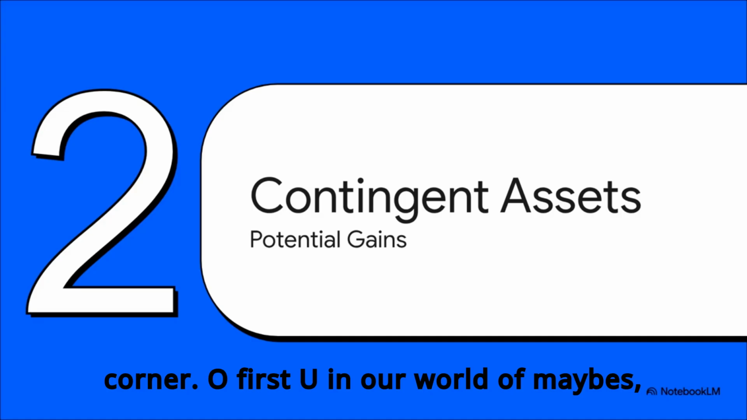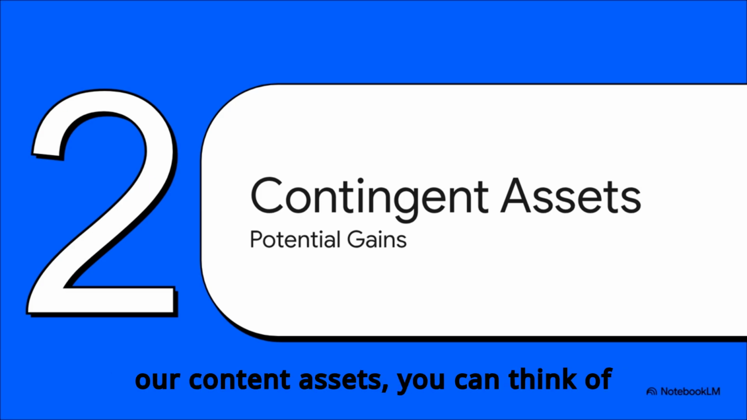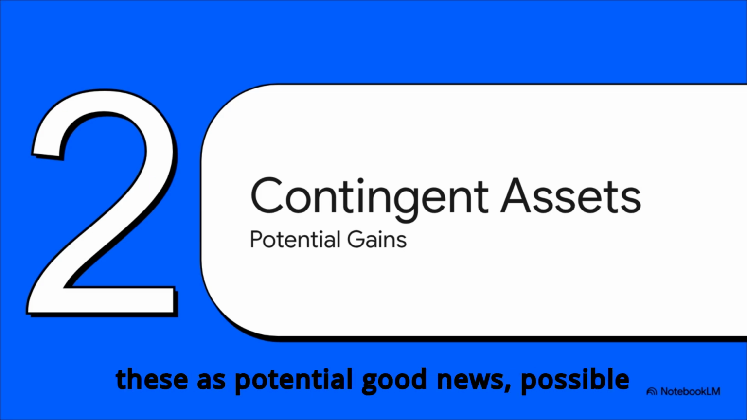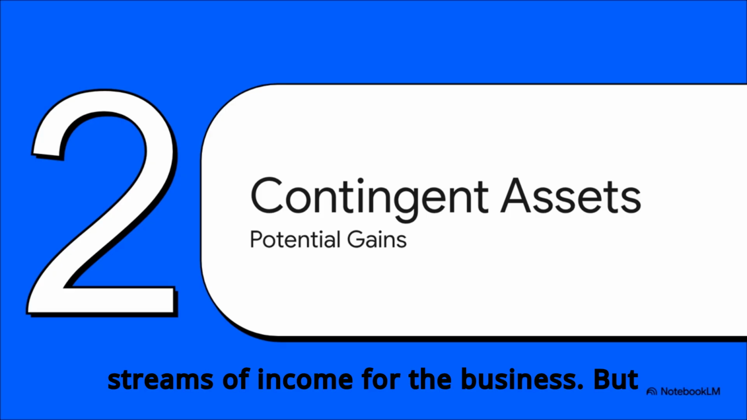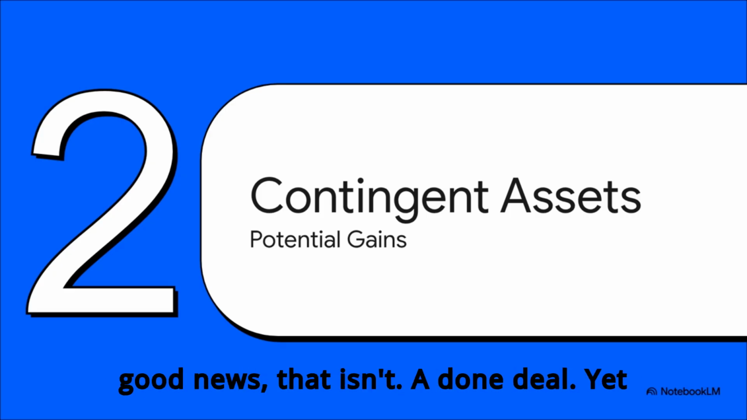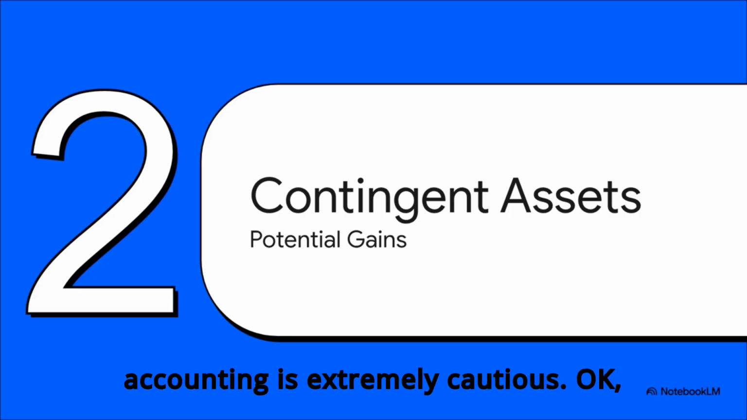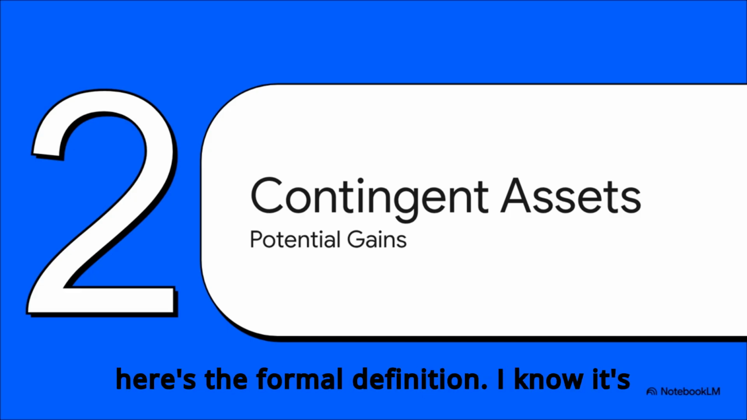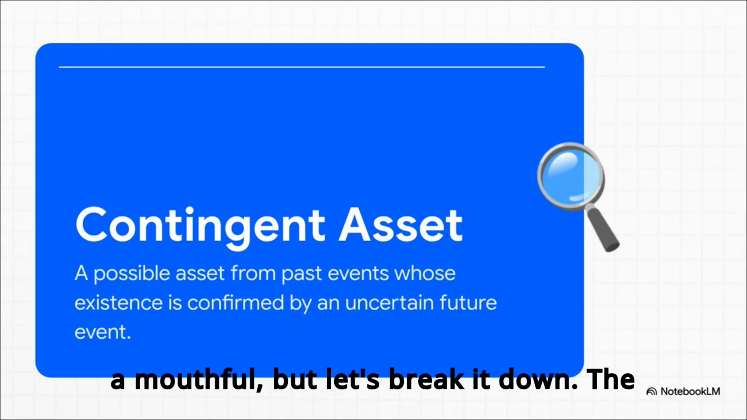So first up in our world of maybes are contingent assets. You can think of these as potential good news, possible streams of income for the business. But as you're about to see, when it comes to good news that isn't a done deal yet, accounting is extremely cautious. Okay, here's the formal definition. I know, it's a mouthful, but let's break it down.